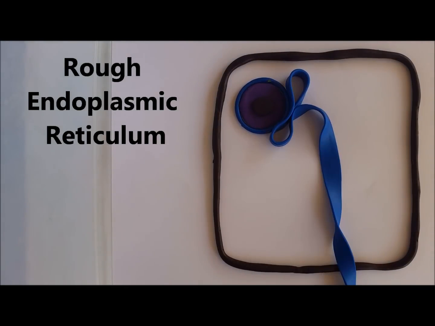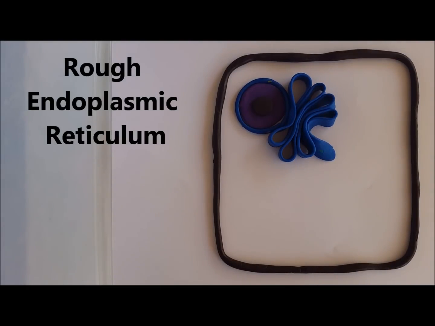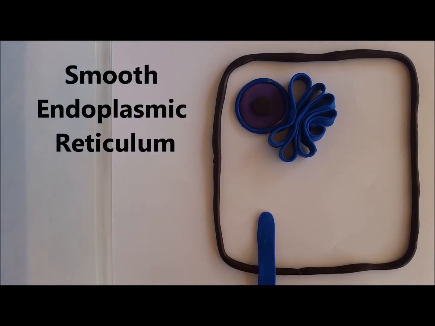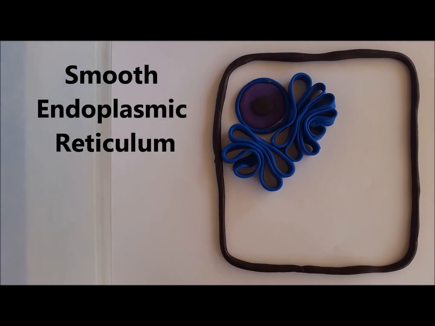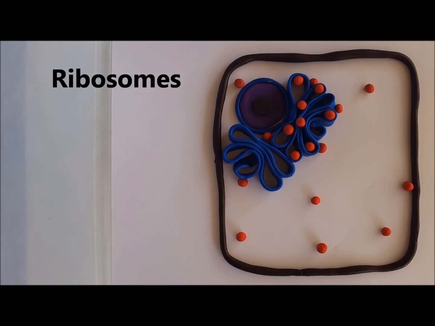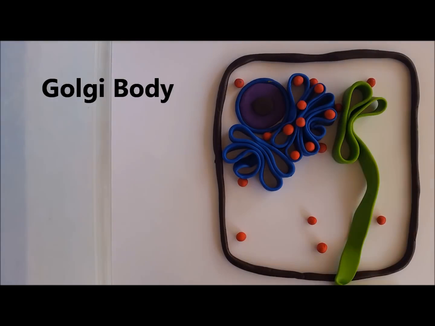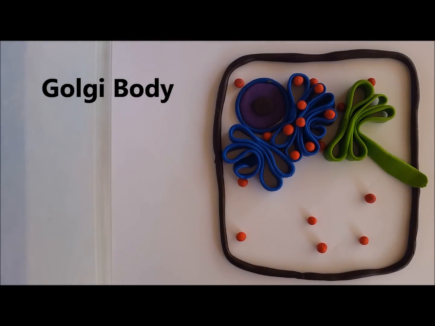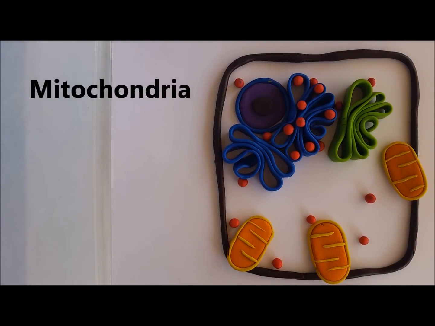A rough endoplasmic reticulum, where substances are produced and transported to the Golgi Body. A smooth endoplasmic reticulum, where lipids are produced and toxic substances are broken down. Ribosomes, which produce proteins. A Golgi Body, which packages and transports different materials around the cell and outside the cell.